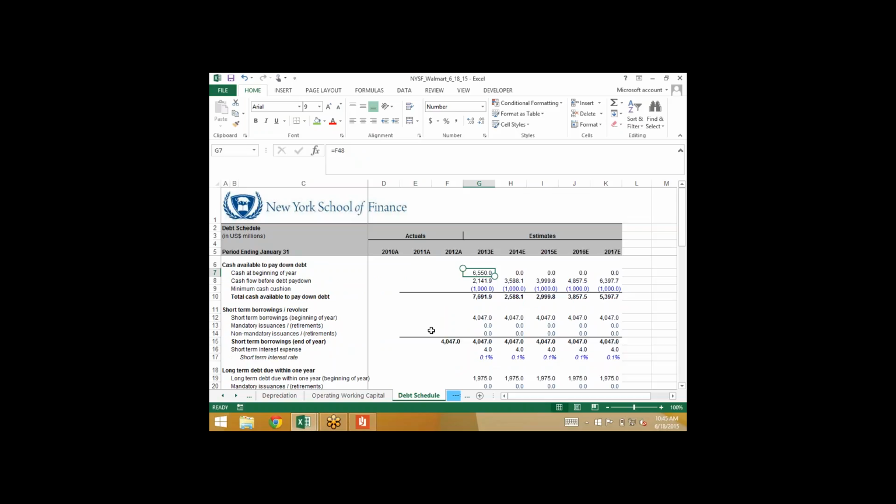Oh, where do you get the minimum cash cushion? That is tricky. We talked a little bit about that. We kind of looked back a few years. Maybe you missed it.